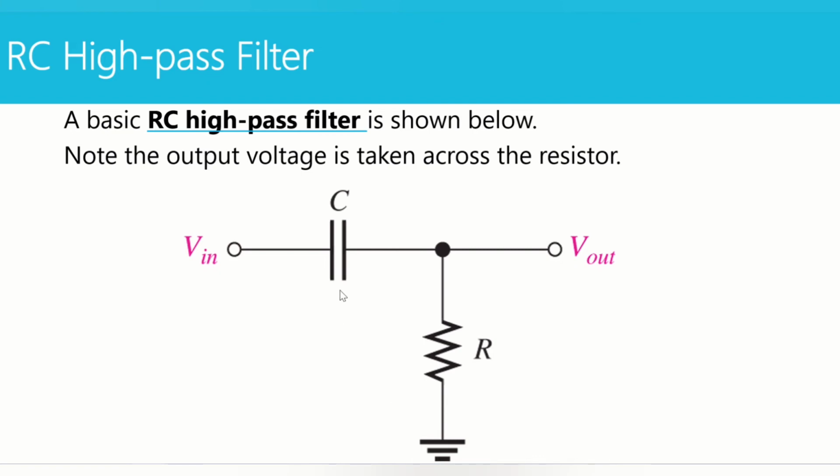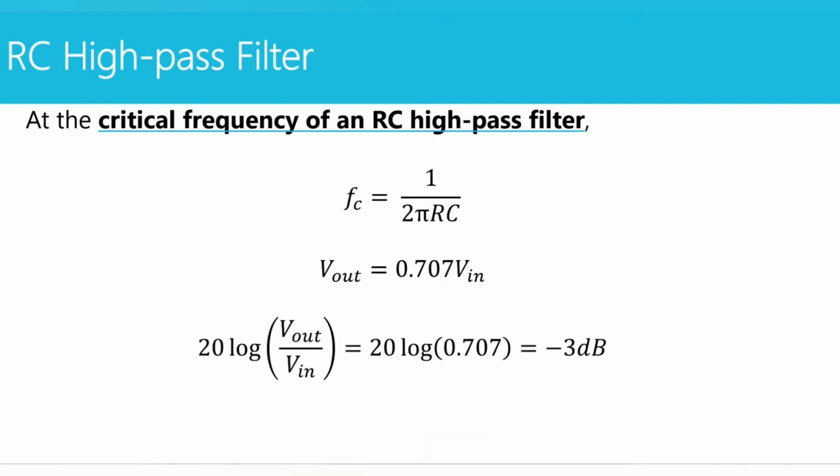Notice now the capacitor and the resistor have switched places. We take the output voltage across the resistor and now we have an RC high pass filter. For the critical frequency of an RC high pass filter, we can use the formula on the screen. FC is 1 divided by 2 pi RC. We know that at the critical frequency, the output voltage will be 70.7% of the input voltage. So we have some of the same relationships that we've seen before with a low pass filter.